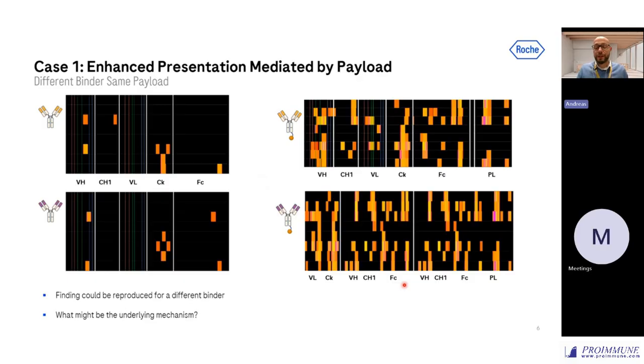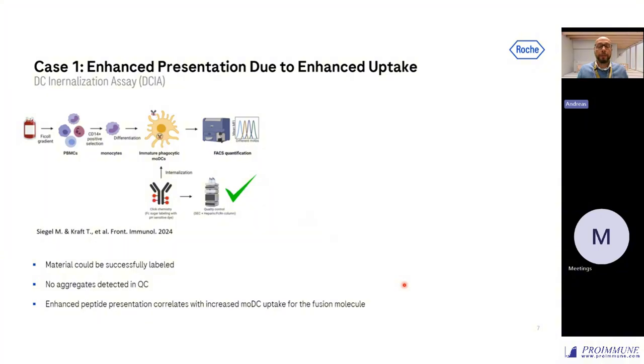And now the head scratching started, because what could be the underlying mechanism for that? For this we deployed an assay that has been established by our colleagues in Pennsburg. It's called the DC internalization assay, in short DCIA. It starts off pretty similar to MAPS. We also take monocytes from PBMCs by positive selection on CD14. We keep them in an immature stage because then the uptake is enhanced.